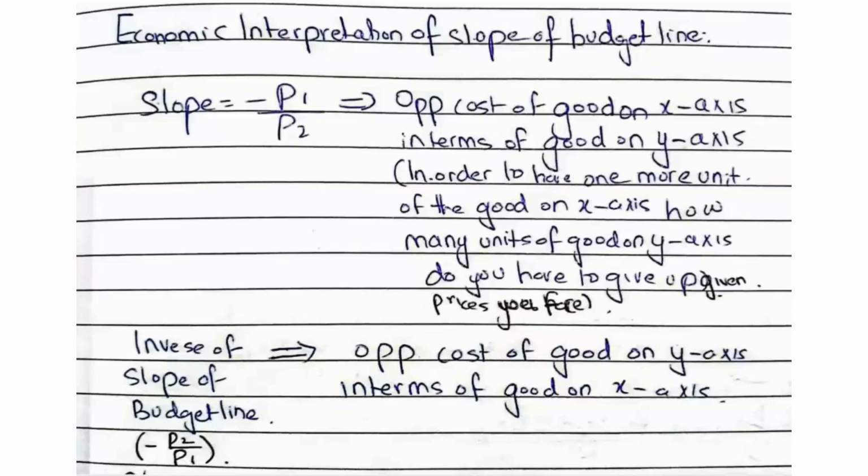We were looking at choice sets and budget constraints, and we looked at how we can mathematically write our choice sets and budget line. Then we looked at the equation of the budget line as well, and now we want to talk about the economic interpretation of the slope of the budget line.